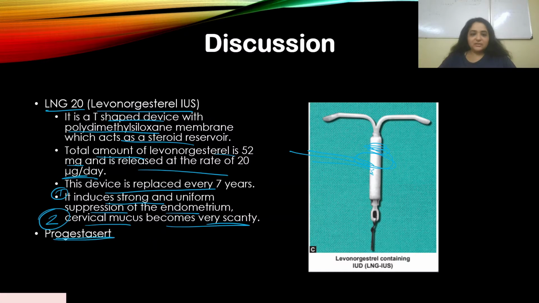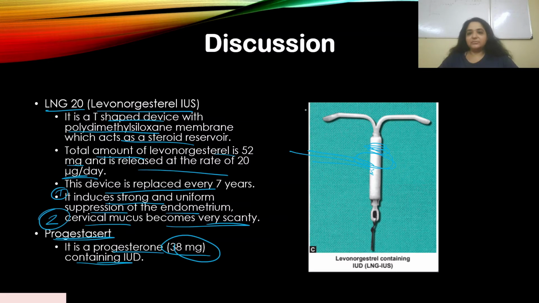Now Progestasert is a progesterone-containing IUD. 38 milligrams of progesterone is present in that. So this is what it looks like. I've put a diagram here. Again, I've taken this from the textbook of obstetrics, and the author is Datta. So this is the information for LNG 20 and Progestasert. I didn't have a photo of Progestasert, but I had one for LNG 20.